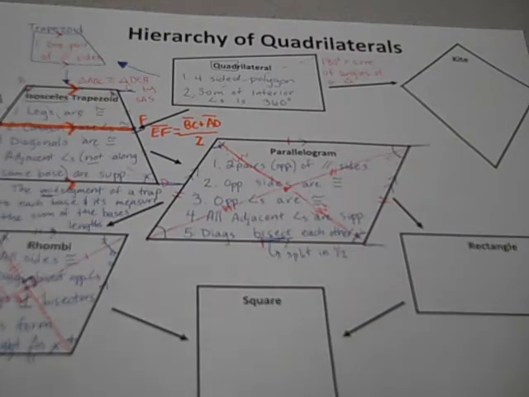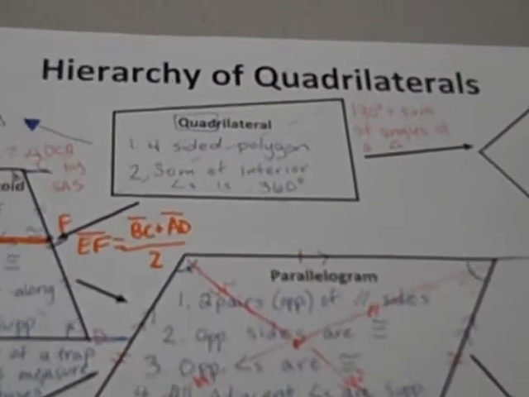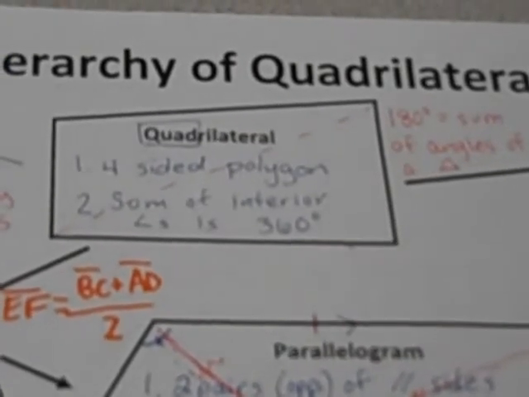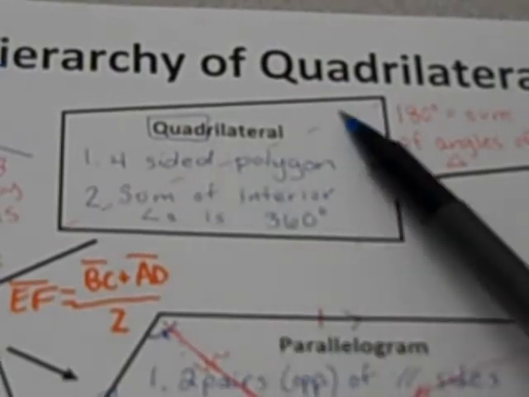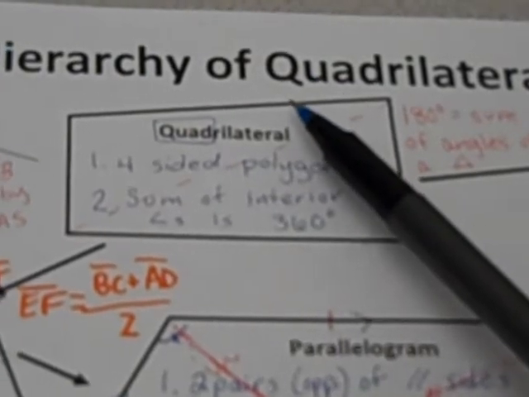Welcome back to our hierarchy of quadrilaterals. A quick review from where we've been. Started at the top with quadrilaterals, remembering quad means four, so it's a four-sided polygon with the sum of the interior angles being 360 degrees. Move on to a little more specific one, the trapezoid. A trapezoid has one pair of parallel sides.